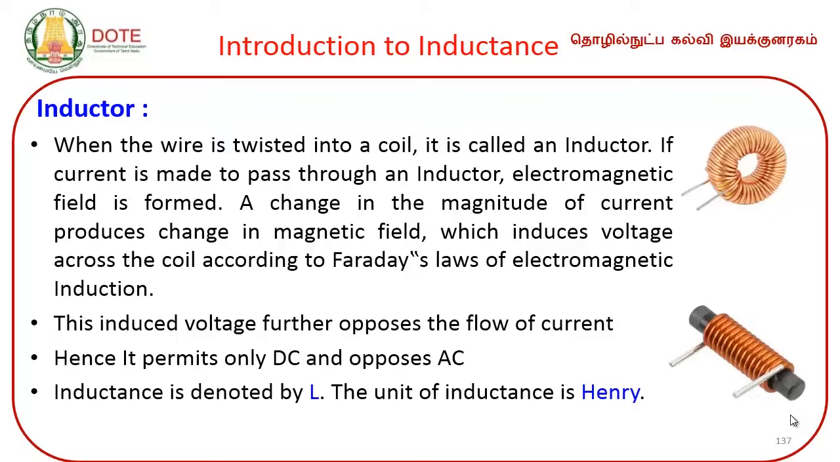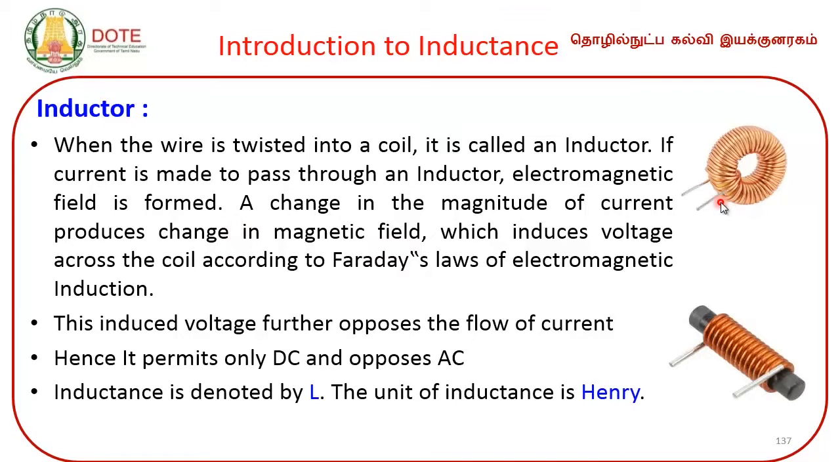In this module we are going to discuss what happens when you connect AC through a pure inductor as well as a capacitor. In the previous module we introduced what an inductor is. Once again, let me quickly go through the inductors. When a wire is twisted into a coil, it is called an inductor. If a current is passed through the inductor, an electromagnetic field is formed, right.